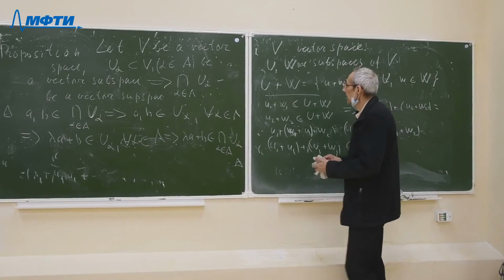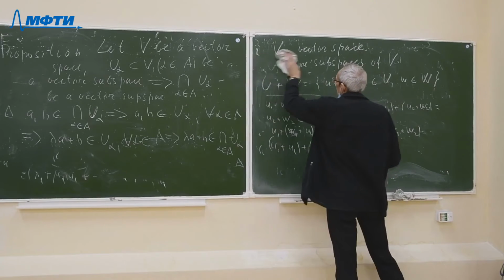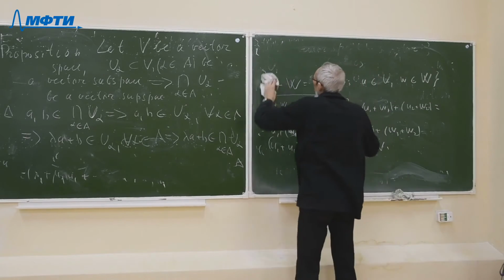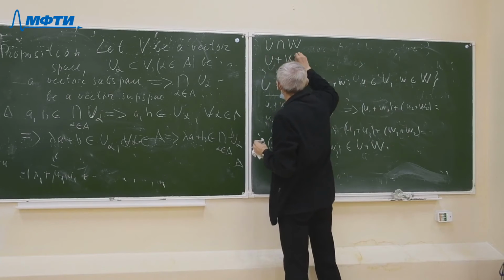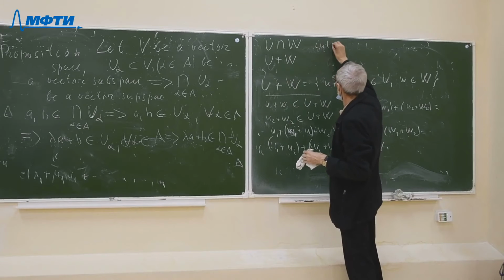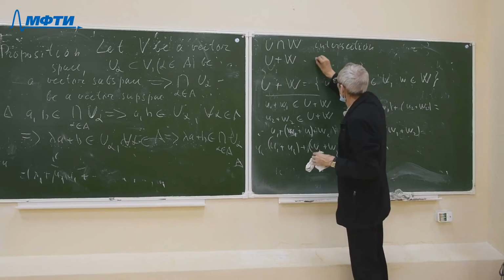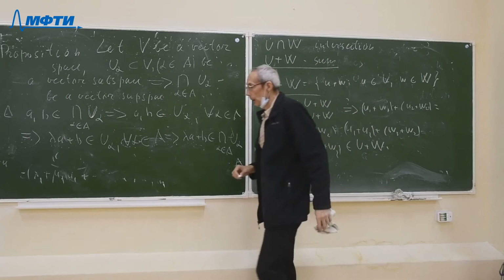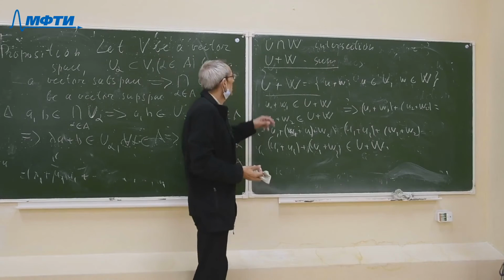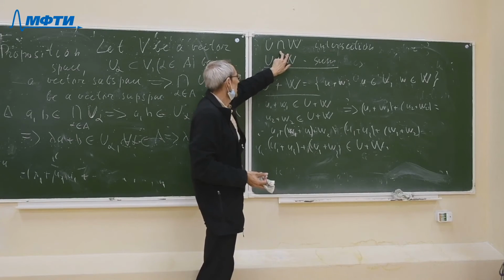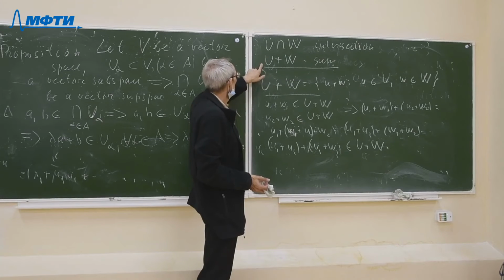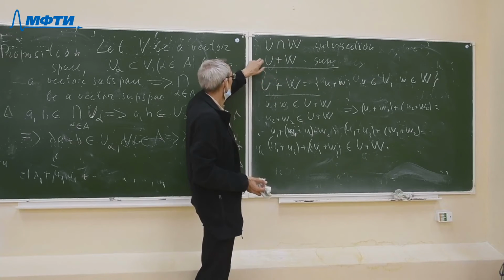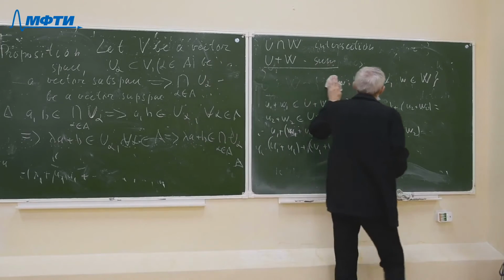Okay, and we obtain two operations on the subspaces: the operation of intersection and the operation of the sum. The intersection is a subspace. We see that this vector subspace belongs to U and belongs to W. From the other hand, this sum contains U and W, and we obtain the following embedding.